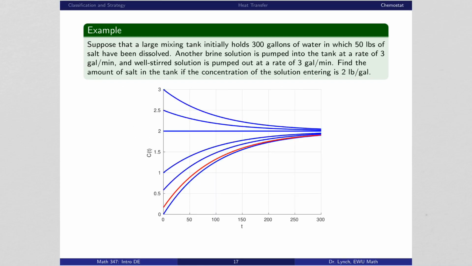So for what it's worth, here are a few different solution curves, including one that starts at concentration 0, one that starts at our concentration in red of 1/6, and a few others, including one that starts at concentration 2. And again, the interpretation, if we start at concentration 2 and flow in brine with concentration 2, is that things shouldn't change, and that's what we see here as well. Of course, if we start with a higher concentration in the tank than the concentration coming in, we see that concentration is a decreasing function of time, and all of those different concentrations approach concentration 2 as time increases, as expected by our model.